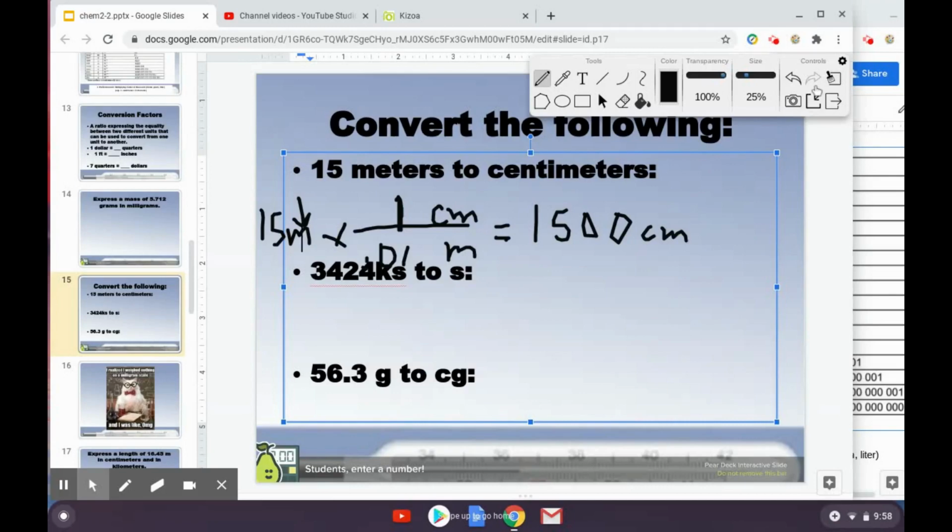Now if we look at the next problem, we've got 3,424 kiloseconds. So I'll write that down, 3,424 kiloseconds. Do our multiply and our line. Kiloseconds is on top, so that goes on bottom. And we're going to seconds, so seconds goes on top. Unit with the prefix gets a 1.